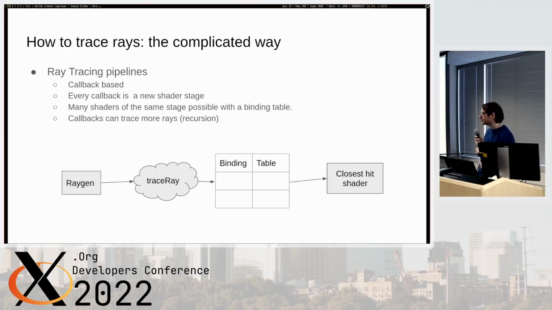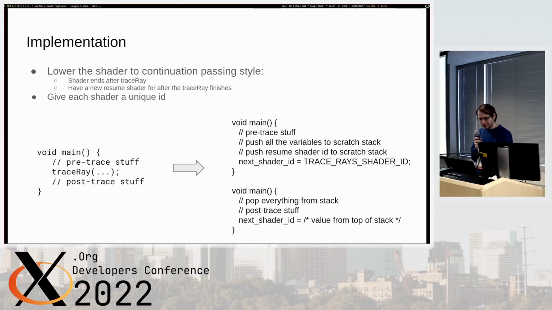And to make things more complicated, it supports recursion. We all love recursion on GPUs. So Intel had this pass for their ray tracing support that lowers shaders in NIR to continuation passing style. So if you have a trace ray, you add the shader there, do some spilling and stuff, and then have a new resume shader for after the trace ray finishes.